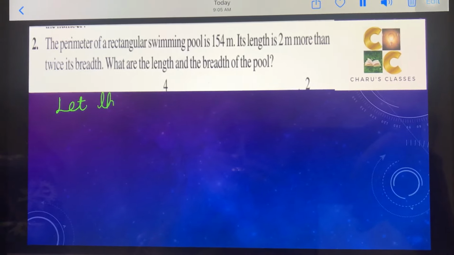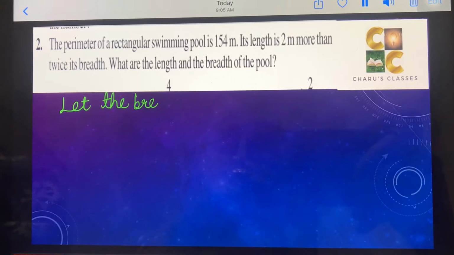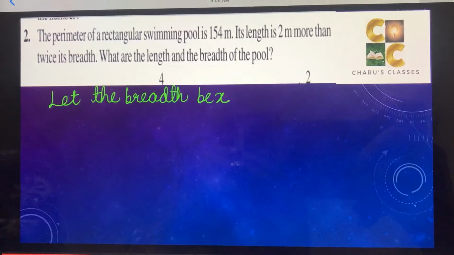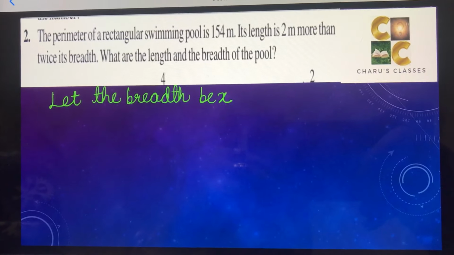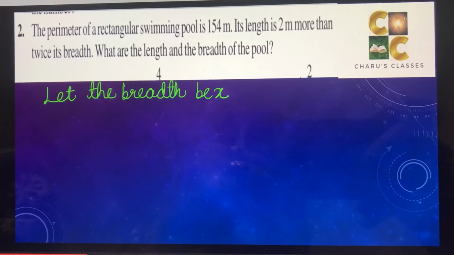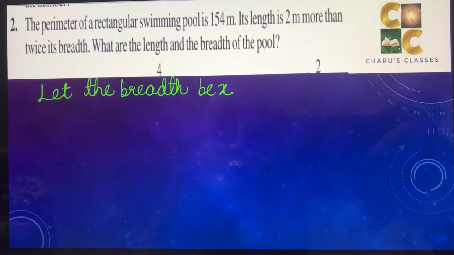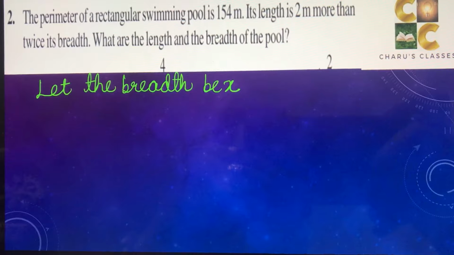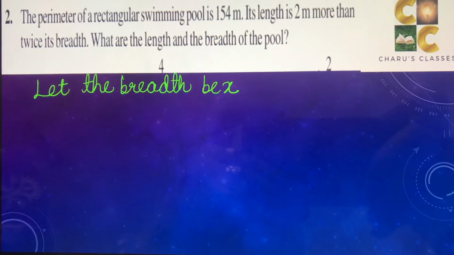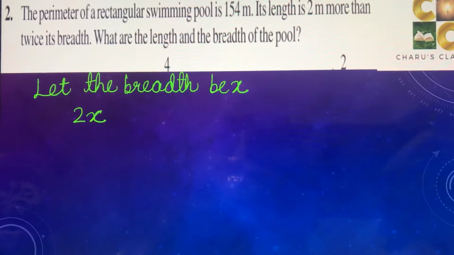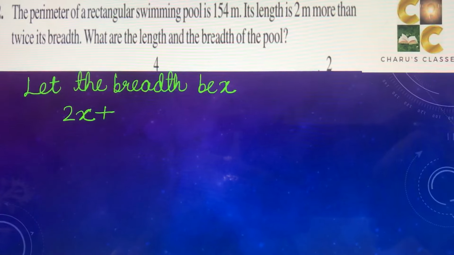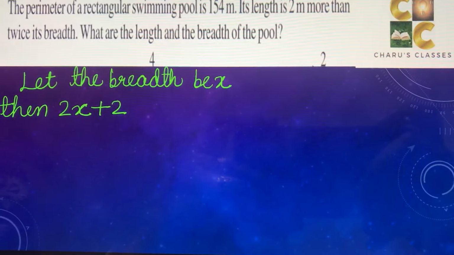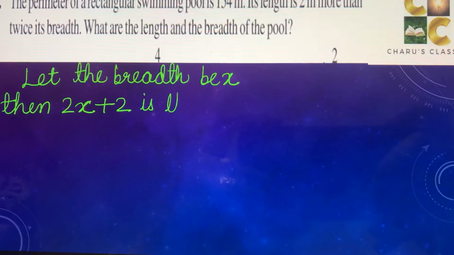Let the breadth of the pool be x. Now it is given its length is 2 more than, that means plus 2, twice its breadth. If the breadth is x, then twice the breadth will be 2x, and 2 more than that. So 2x plus 2 is the length.